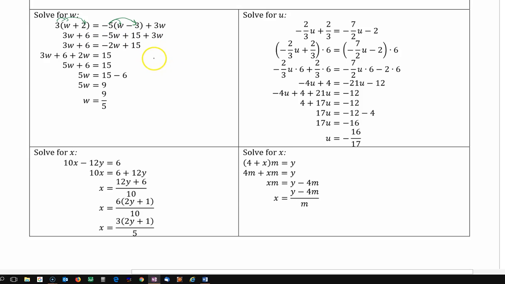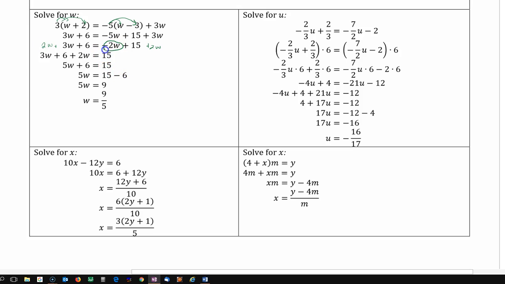The next obstacle is there's a w here and an unlike term. There's no w in the 6. And the same is true on the other side. So we want to combine like terms on the same side. So we add the opposite of minus 2w, which is plus 2w, and do the same on the other side.